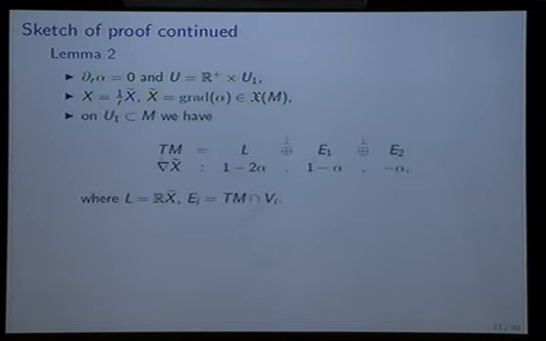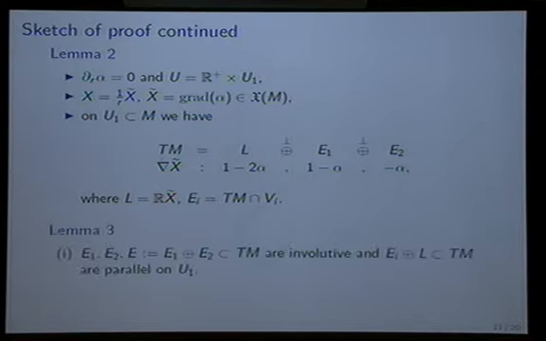And on this open subset U1 of the base of M, we have some nice decomposition of the tangent bundle of the base as an orthogonal sum of 3 subbundles. And these subbundles are precisely the eigenspaces of the covariant derivative of X tilde with these eigenvalues, where L is one-dimensional. It is the line generated by X, or X tilde, and EI is the intersection of TM with VI. So now this decomposition starts to appear in the formulas.